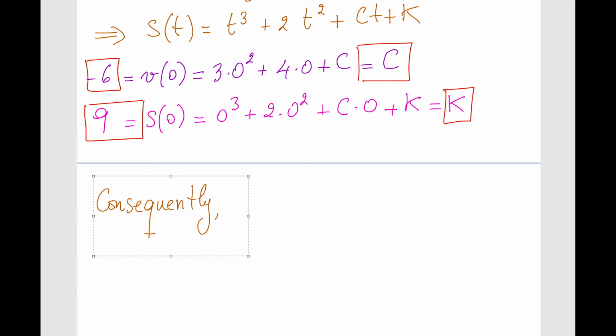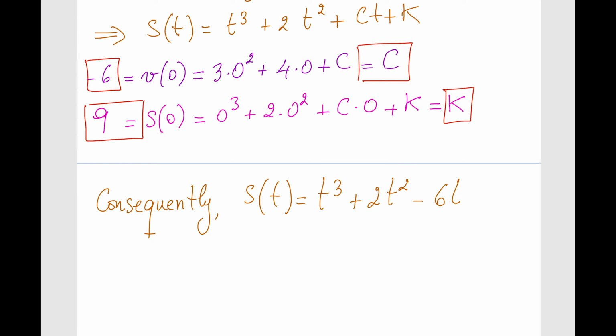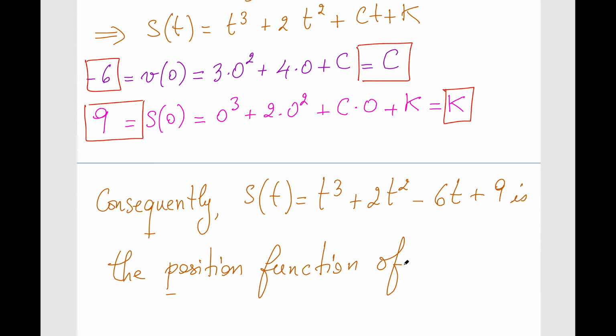Okay. So what do we have? As a consequence, s of t is equal to t cubed plus 2t squared plus the c, which we found to be negative 6t, plus the k, which is 9. That is the position function of the particle.